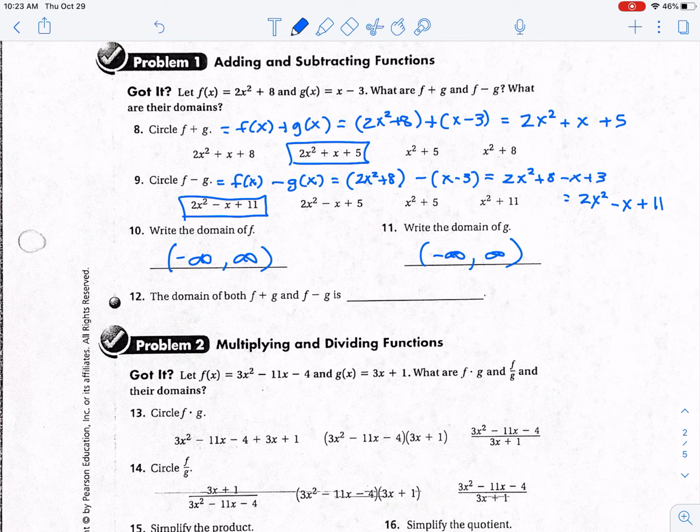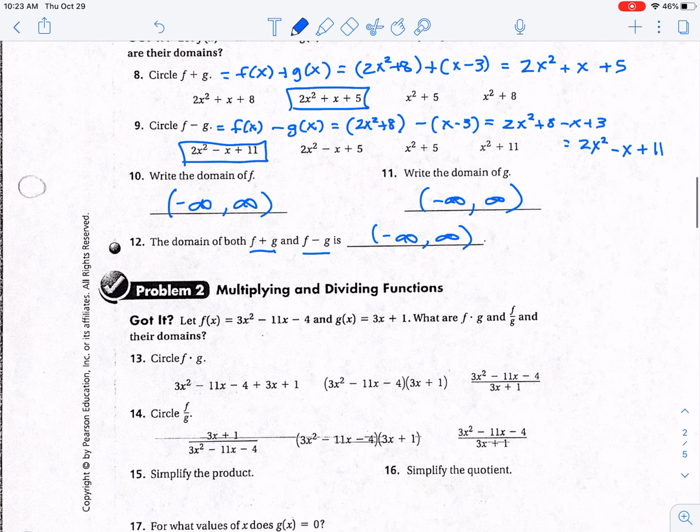So what is the domain of f plus g and f minus g? Well, it is the intersection of those. Where are they both? What are the domains of both? So that's going to be -∞ to infinity.